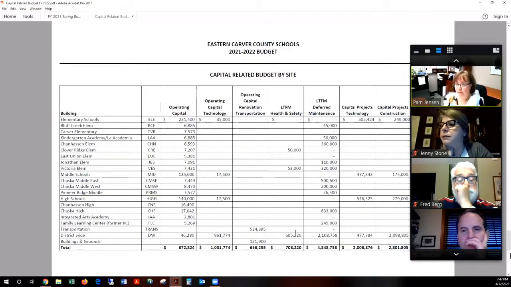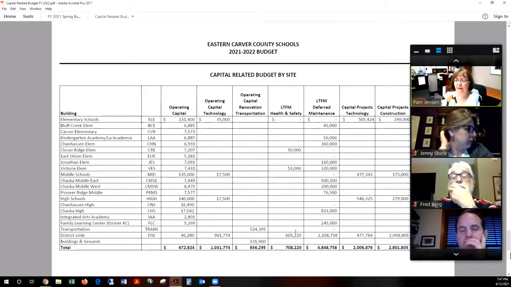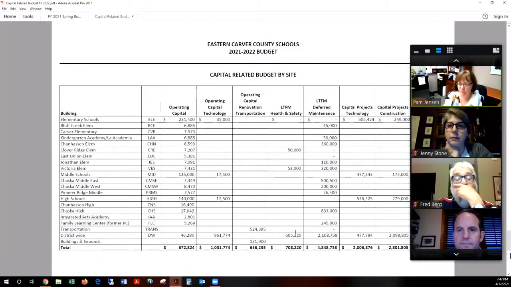So with that, that's what we have planned. And again, this would come back again in June for approval with the full budget, and we would bring any other changes that have come up between now and then.